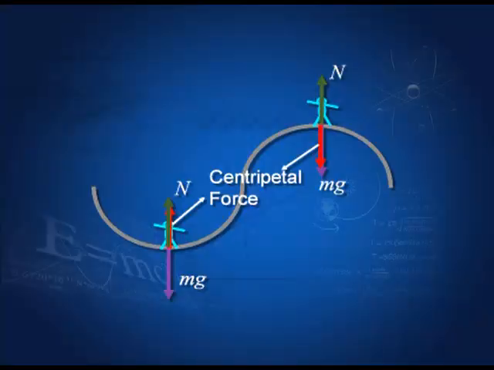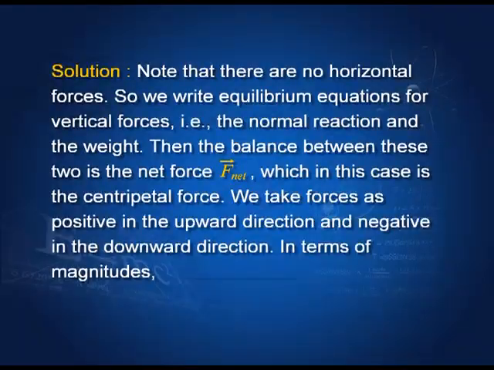So, let us see what happens. We write down the equations for the balance or for the equilibrium. You see, n is the reaction, mg is the weight, and the difference is provided by the net force acting, or F net. And what is F net? F net is nothing but the centripetal force.